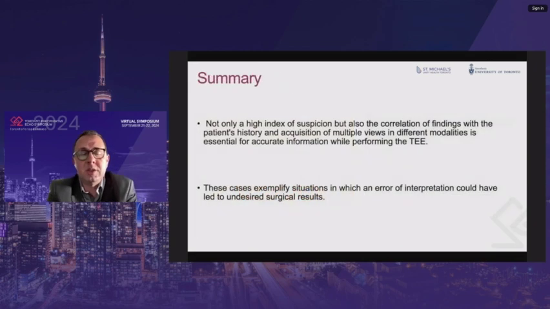So my take-home messages are: every time you see something suspicious, something you think was not supposed to be there, first of all, stop and think. Correlate with the clinical findings and the patient's clinical history. If you're still not 100% sure what's happening, try to acquire and interpret the imaging using multiple views and different modalities. It is essential for the final information while you're doing the TEE. I used these cases just to exemplify situations in which one error could have led to different surgical results. And with that, I'll finish my presentation.